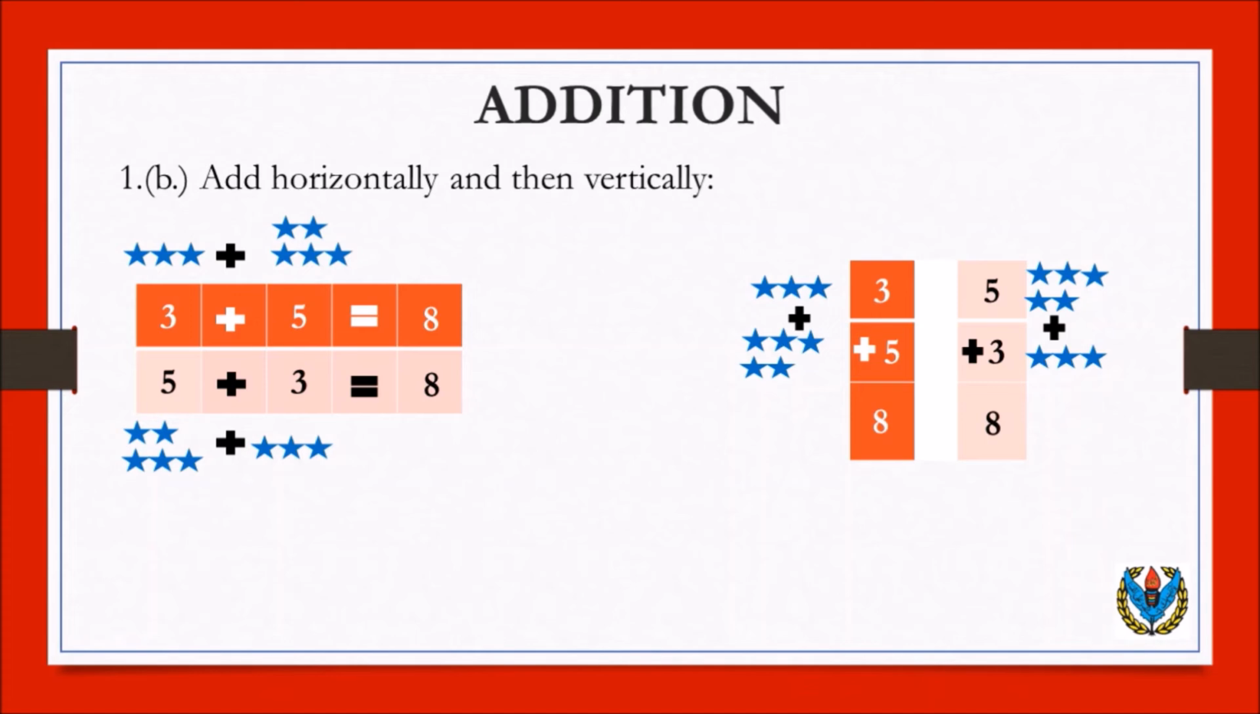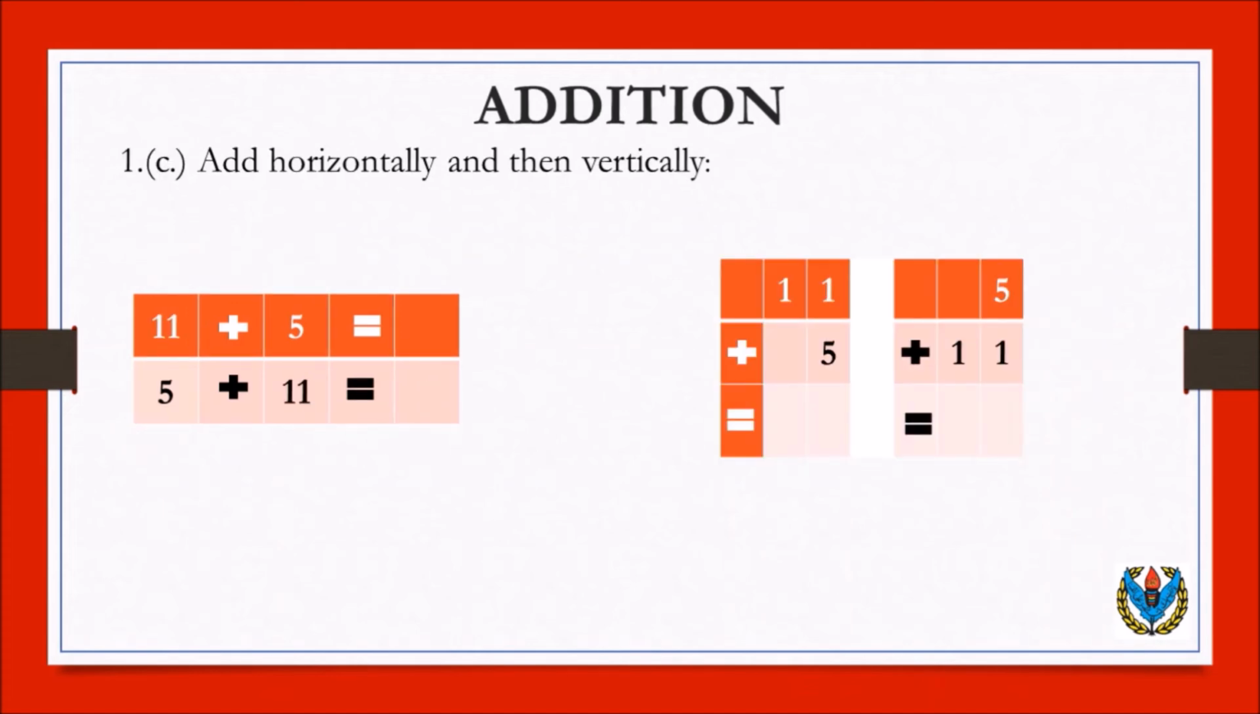We will do question number 1, part C. First, we will solve horizontally and then vertically. 11 plus 5 is horizontal form. Draw 11 stars in front of 11 and then 5 stars in front of 5. Count them together. The answer is 16.